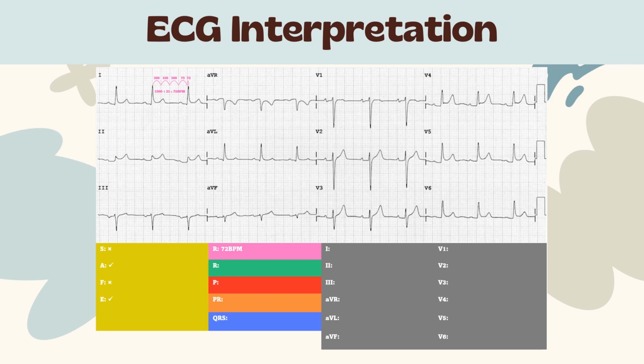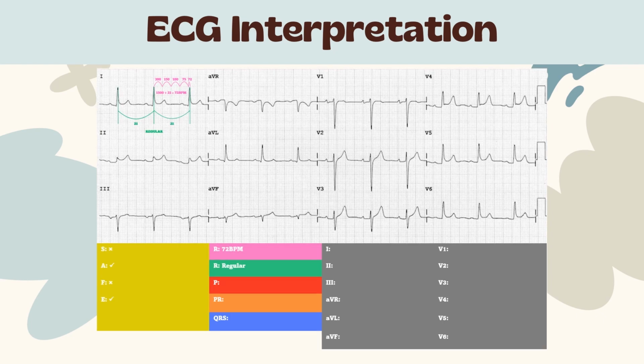This is done by counting the number of small squares between two consecutive R waves. We can then divide 1500 by that number. In this case, that is 21, which gives us a result of 72 beats per minute. If we now take a look at the rhythm, we can see the spacing between the QRS complexes is consistent, showing that the rhythm is regular.